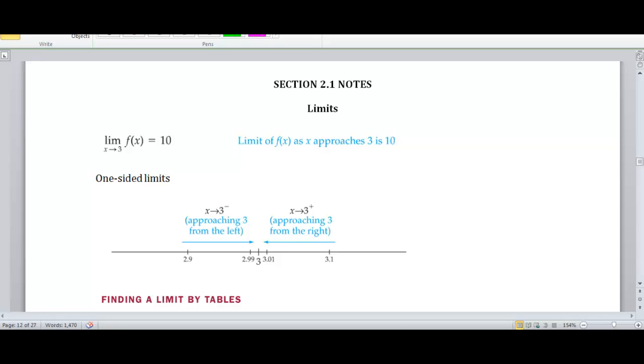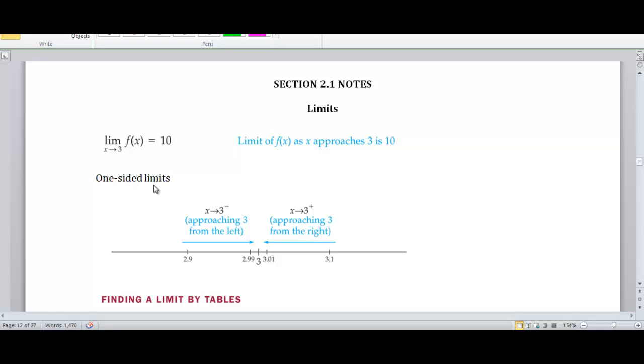These are posted on Blackboard. You can print them out and take notes as we go along. So the limit, when you see this kind of notation here, this is read as the limit of f of x as x approaches 3 equals 10. Okay, so that's how you read that.